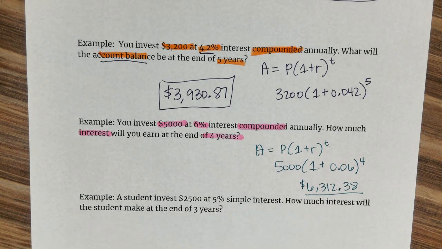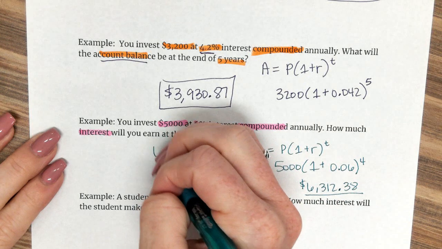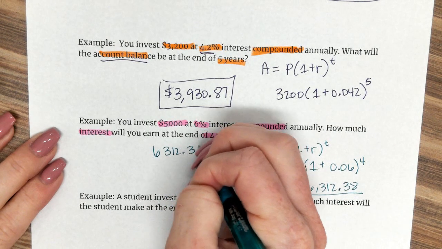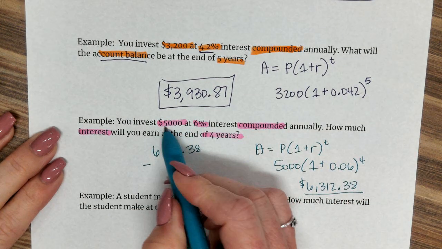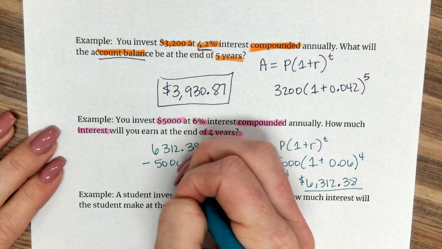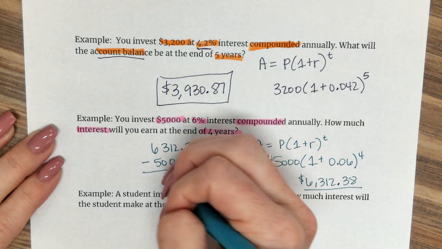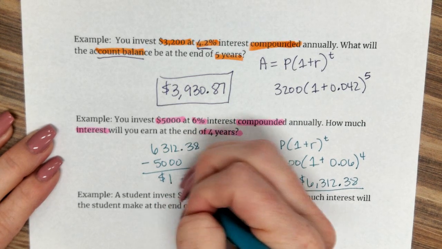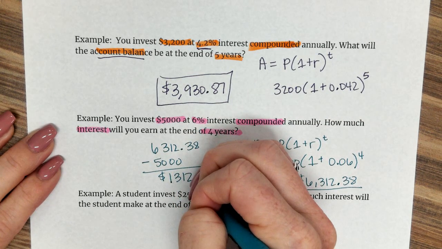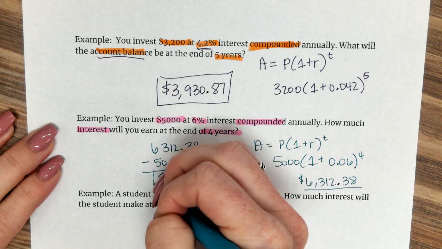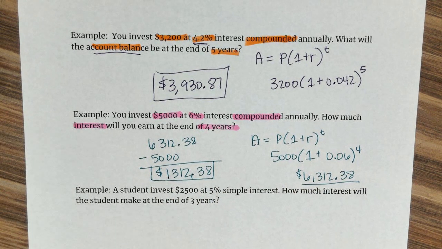Notice I didn't box it in because that is not my answer. So how am I going to get the interest? I'm going to take this number, 6312.38, and I'm going to subtract the amount I started with, which was 5,000. $1,312.38. That is the interest.